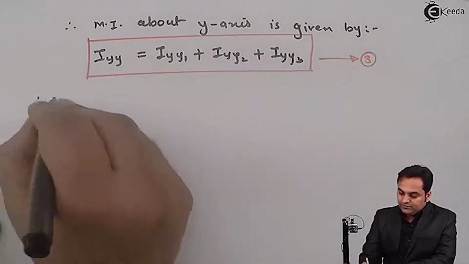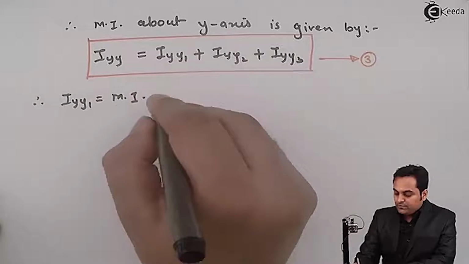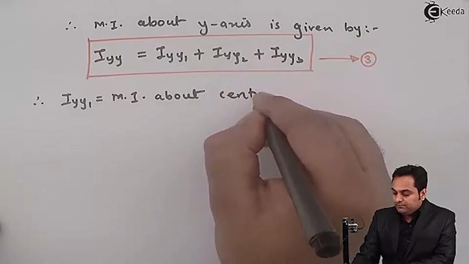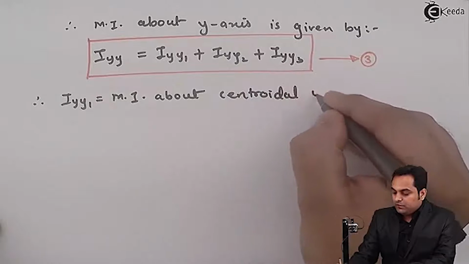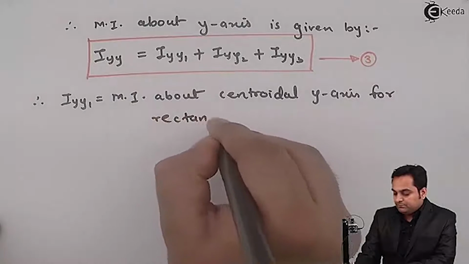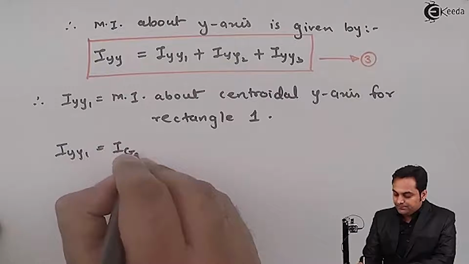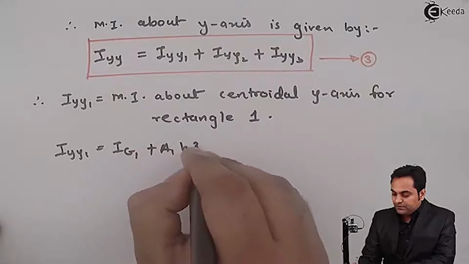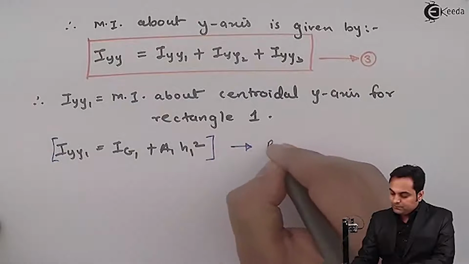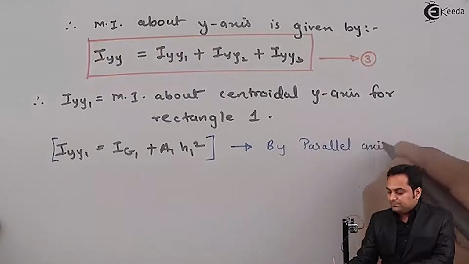So here Iyy is equal to MI about the centroidal y-axis for rectangle 1. Iyy1 is Ig1 plus area 1 into h1 square. This is by the parallel axis theorem.